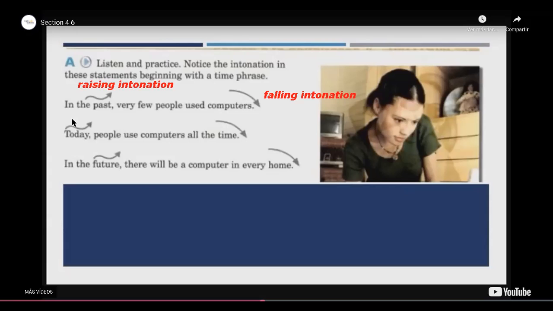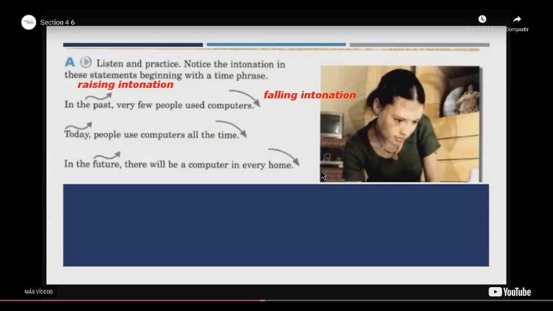In the past, very few people use computers. Today, people use computers all the time. In the future, there will be a computer in every home. So you get the attention, right? Because if you read in the same rhythm, you don't have intonation. Today, people use computers all the time. No, today, people use computers all the time. In the future, there will be a computer in every home.